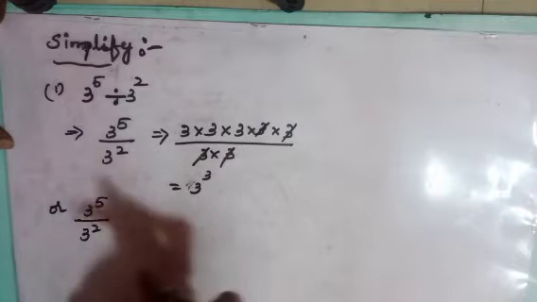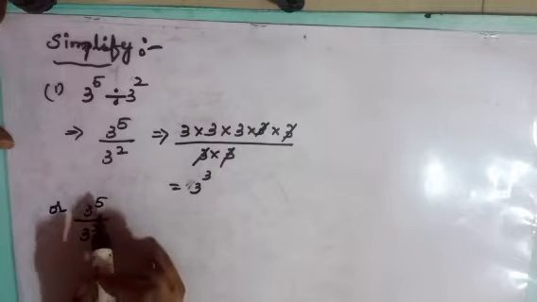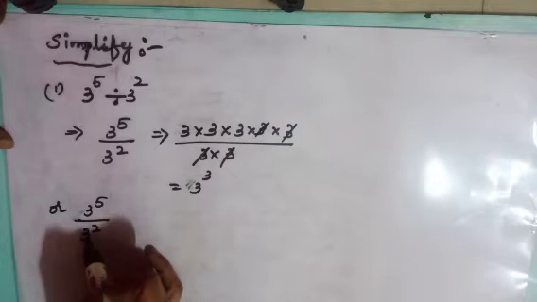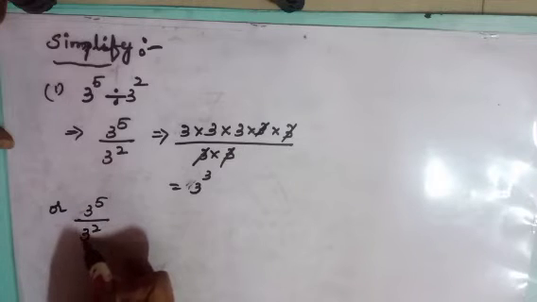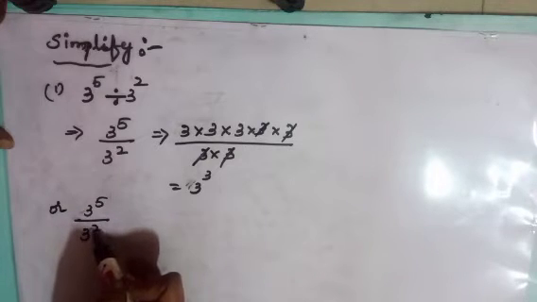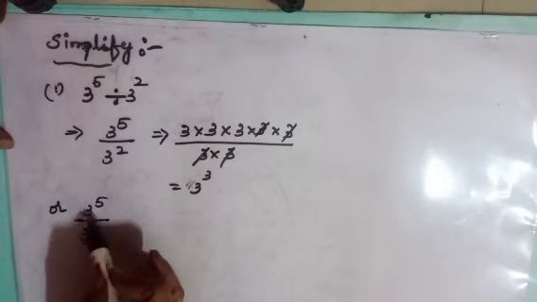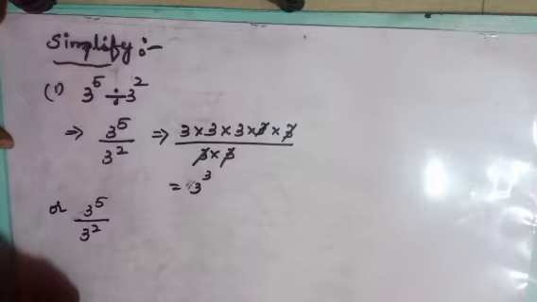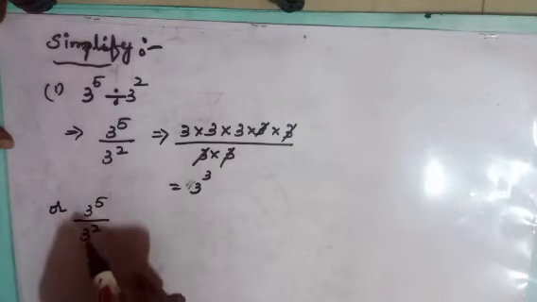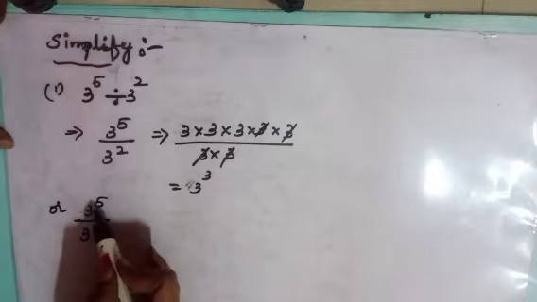We can solve in another method also. See here, the dividend and the divisor have the same base. In the dividend, the base is 3, the power is 5. Here also the base is 3, the power is 2. During the process of division, the power of the divisor is subtracted from the power of the dividend. So what did you understand here? During the process of division, the power of the divisor is subtracted from the power of the dividend.